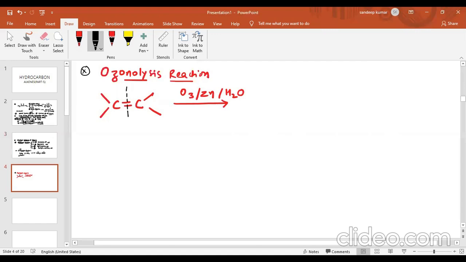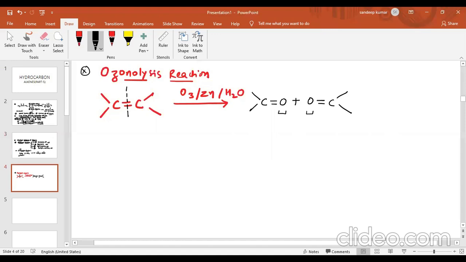From this pi bond, oxygen will be added to this carbon atom, and also oxygen will be added to this carbon atom, and this valency is like this one. So basically we cut the double bond and add oxygen to both sides. So this is the product obtained after ozonolysis.